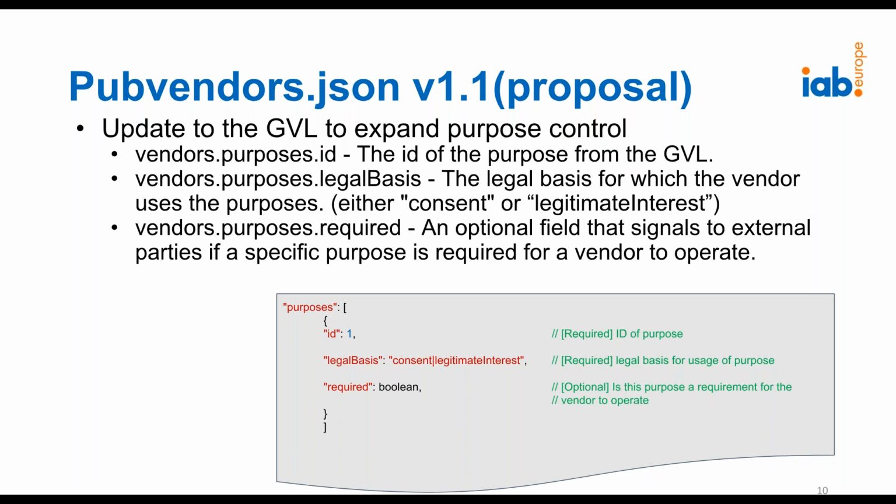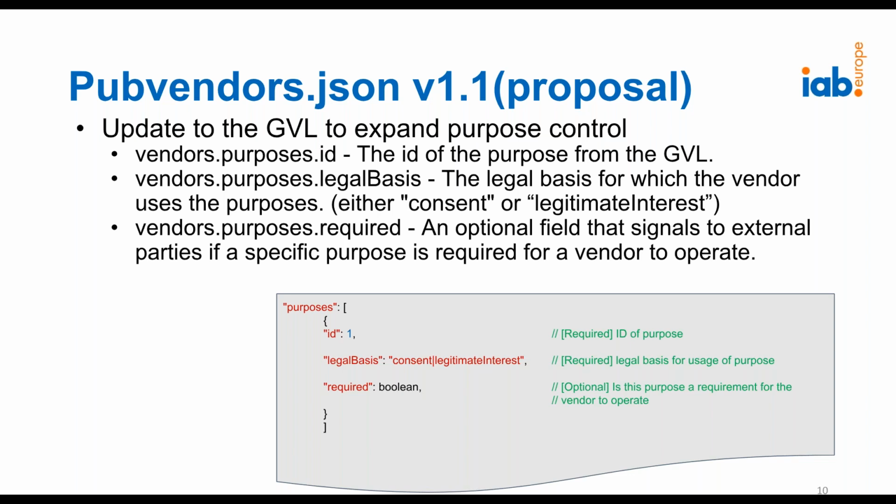So we have that in here, and then there is another field called required, an optional field that signals to external parties if a specific purpose is required for a vendor to operate. The majority will probably just have the purpose and then the legal basis in there. So that's a change to the global vendor list that will come.